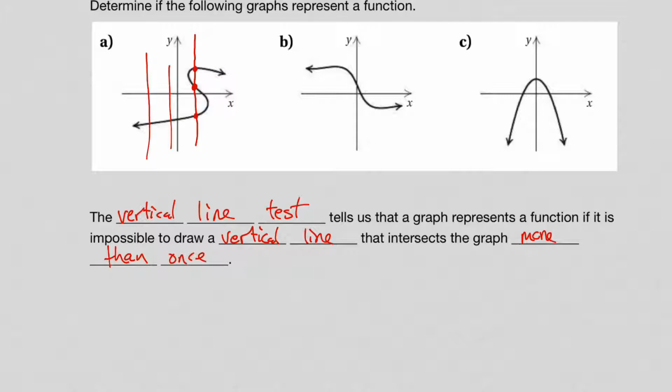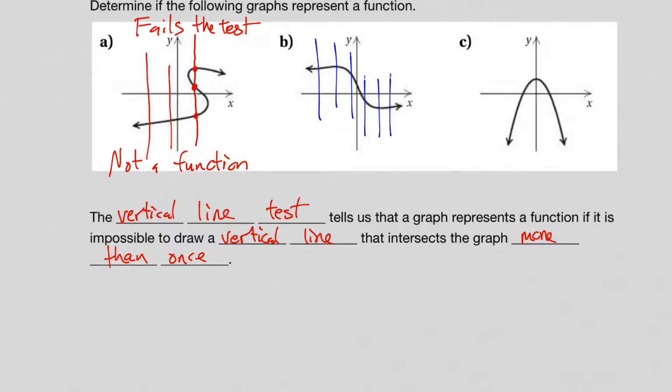So this fails the vertical line test. And the conclusion is that it's not a function. The graph is not a function. If you look at B, this passes. Anywhere we look, it's going to pass. So this one passes, and this is a function. This graph is a function.